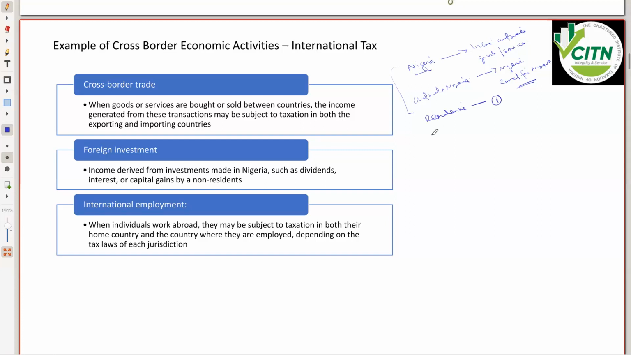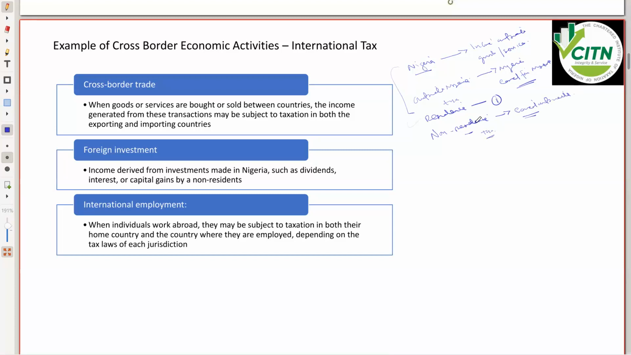Now there's another concept, non-residence. In other words, you don't reside in that country, but you earn income from that country. So that could be income earned outside your country. You see that as a resident, you pay tax. As a non-resident, because you earn income in another country, you pay tax.